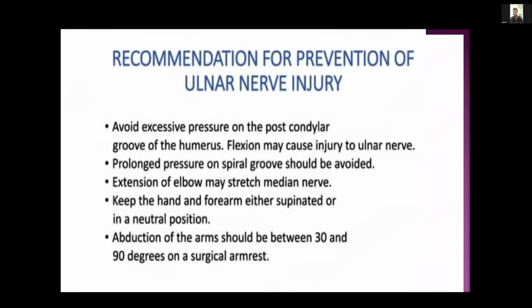Flexion may cause injury to the ulnar nerve. Prolonged pressure on the spiral groove should be avoided. Extension of the elbow may stretch the median nerve. Keep the hand and forearm supinated and in a neutral position, and abduction of the arm should be between 30 and 90 degrees.